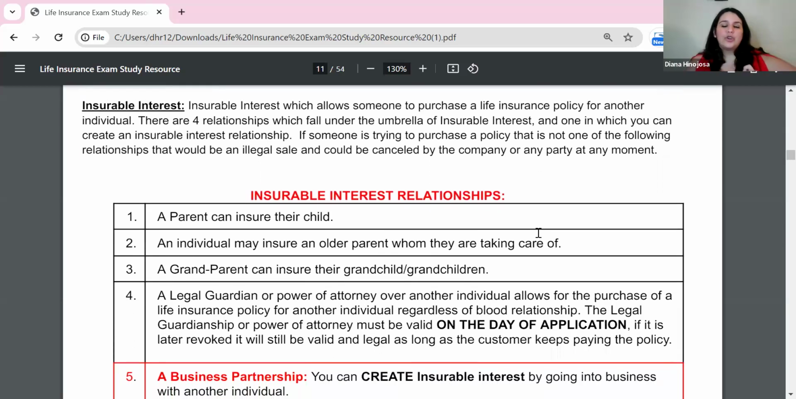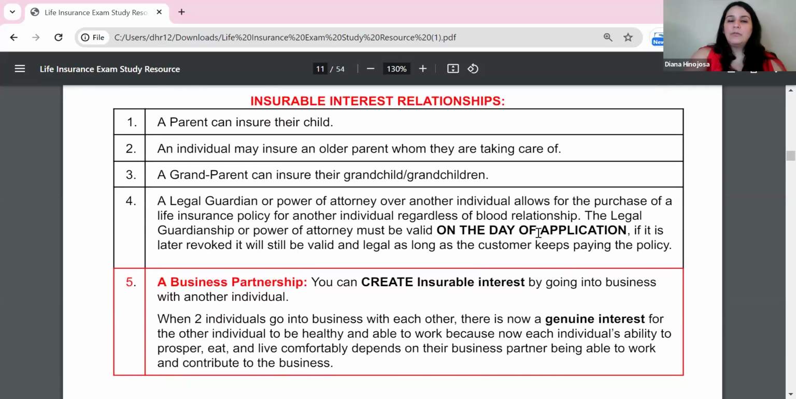Now let's talk about insurable interest. Insurable interest has to exist in order for you to be able to sell a policy to somebody for another person. If a relationship meets the insurable interest requirement, you can legally sell a policy to that person for another individual.